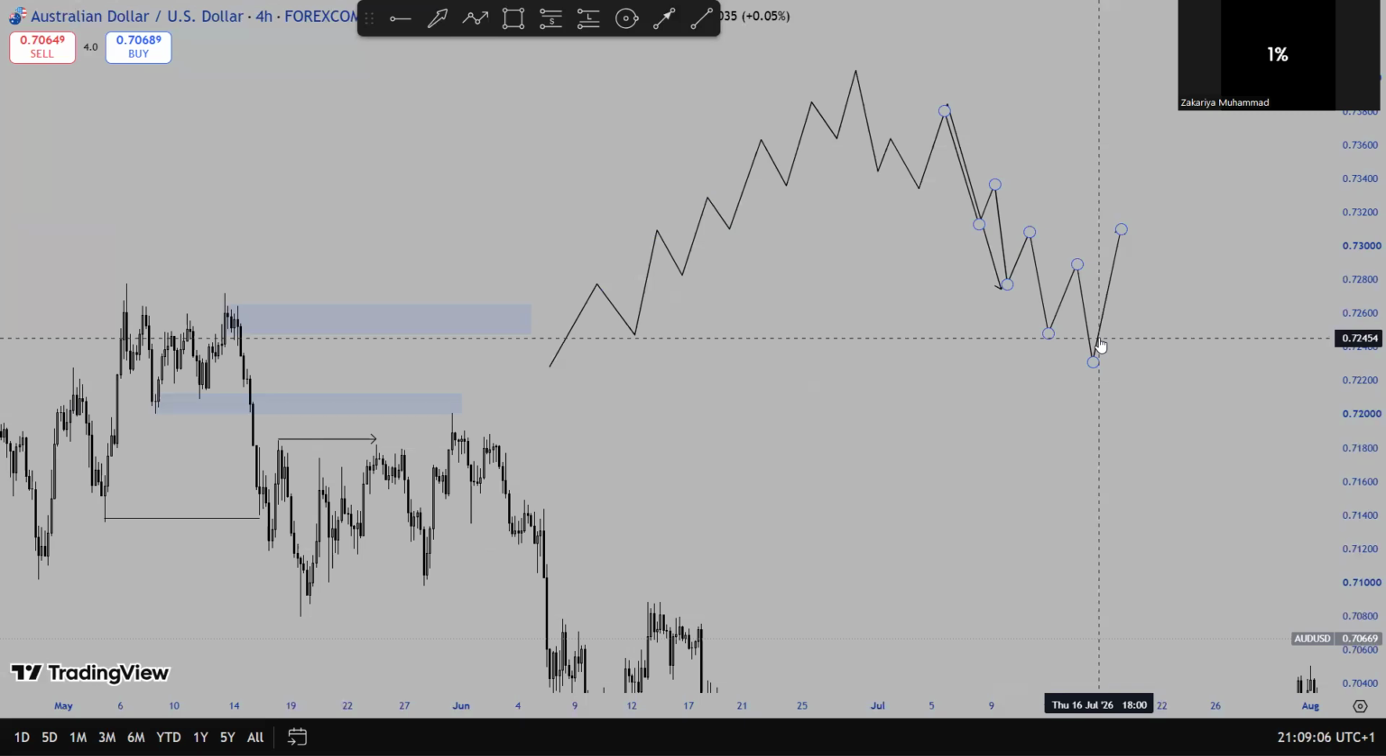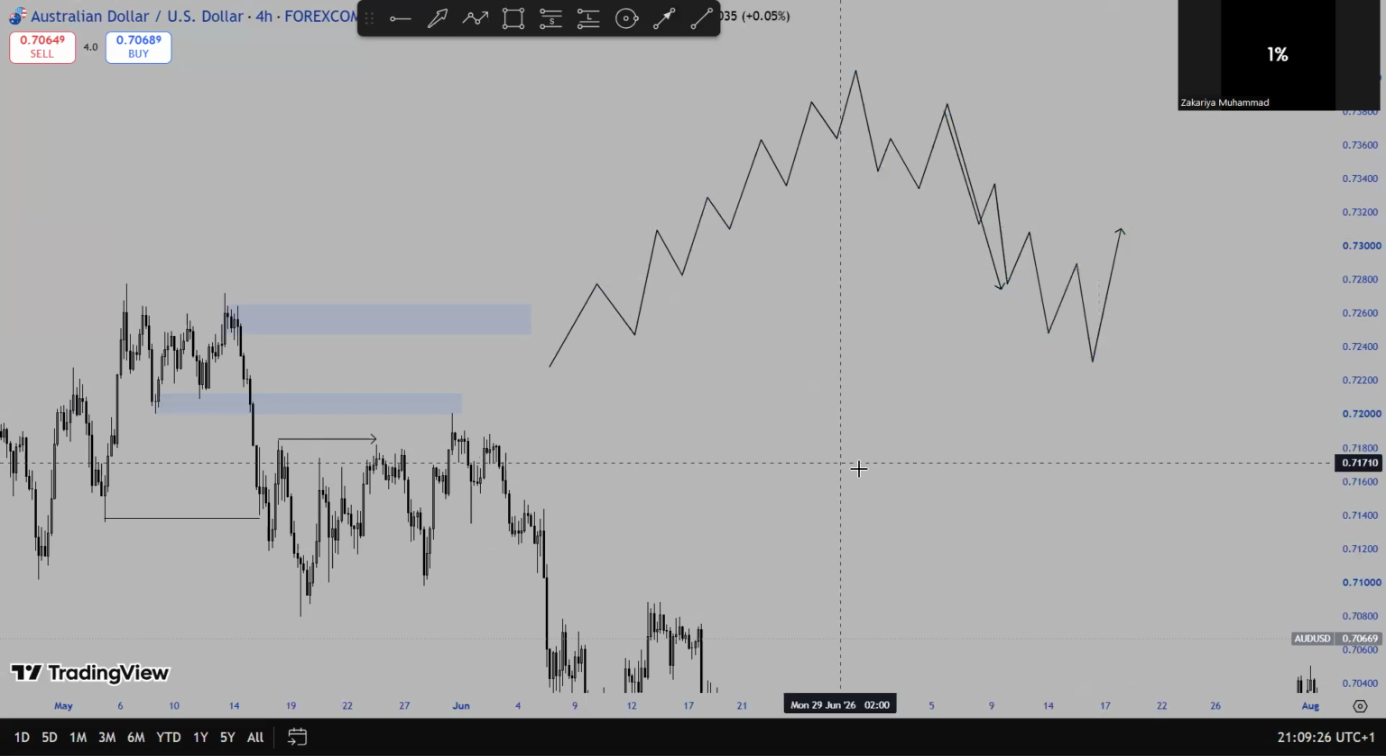Same thing when you finish the impulsive move, you see a structure shift. Okay, what do you expect now? Internal structure tell you what? Now it's time to what? To correct the move. So that means you're not fighting against the high time frame. You're going in line with the time frame. Do you guys understand? You're going in line with the high time frame.